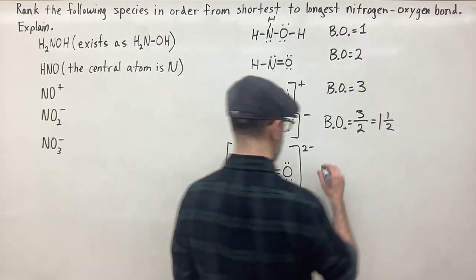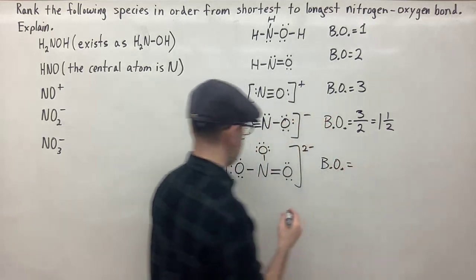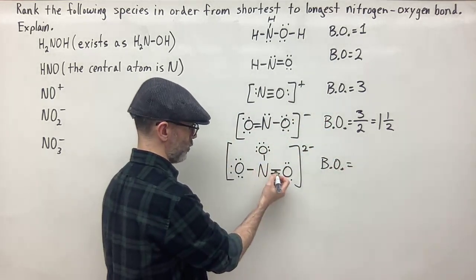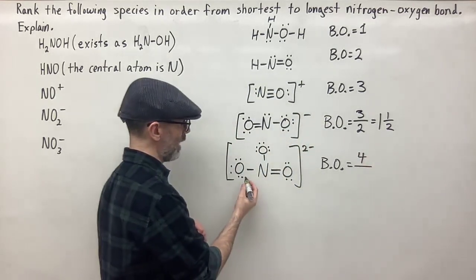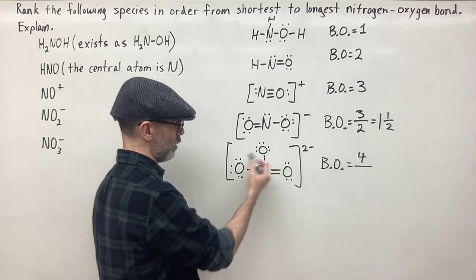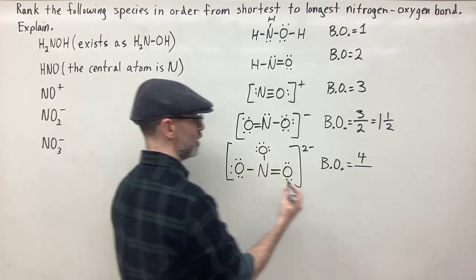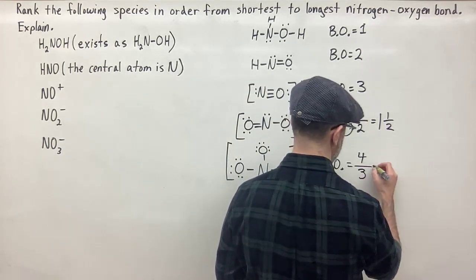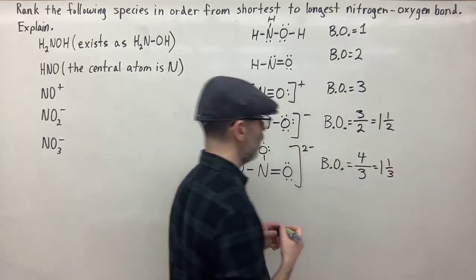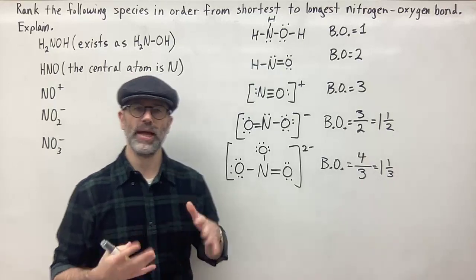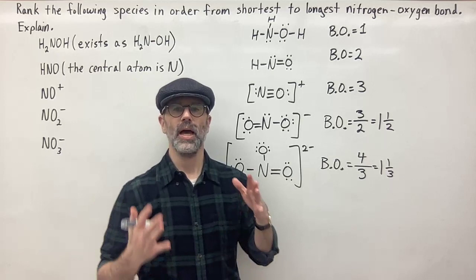So to calculate the bond order here, that's going to be the total number of bonds. So we have 1, 2, 3, 4. So 4 bonds divided by the number of atoms that are sharing the bond. This double bond is shared among these 3 atoms. So we're going to divide by 3. So that's going to be 1 1/3 of a bond.